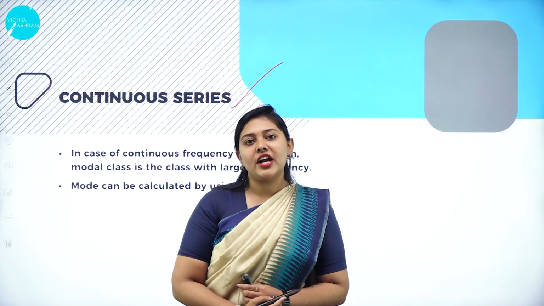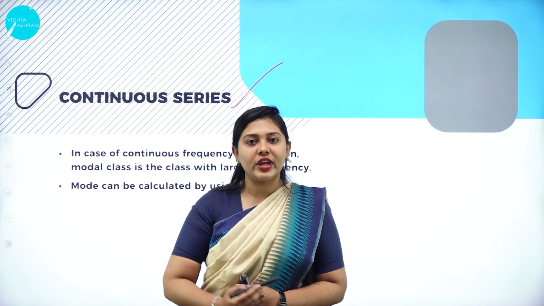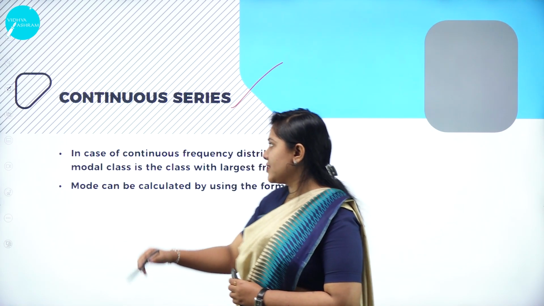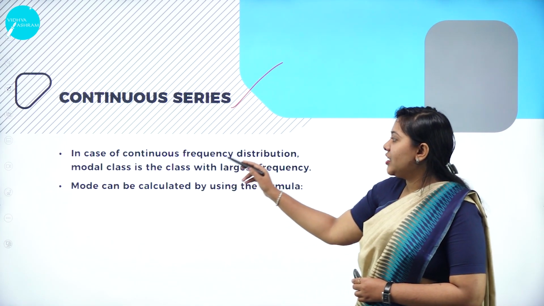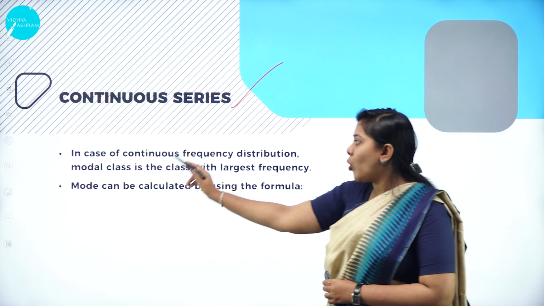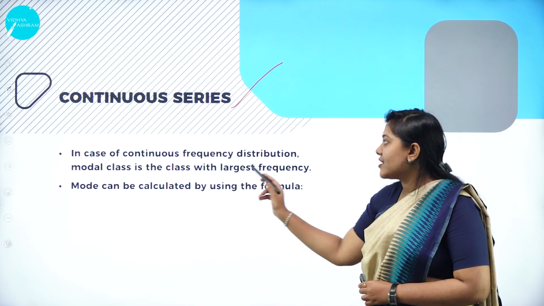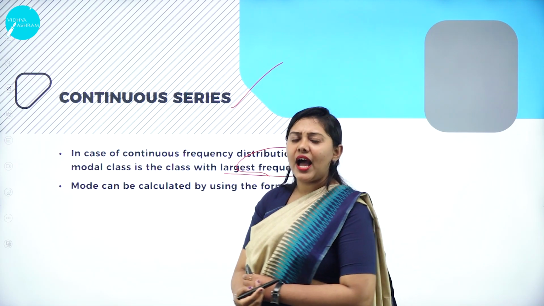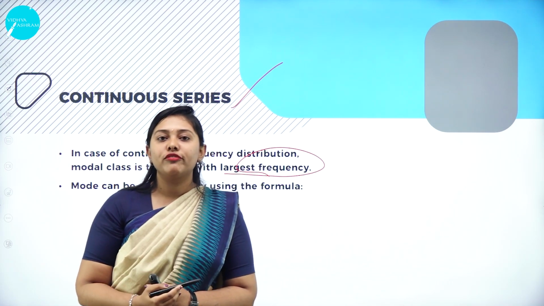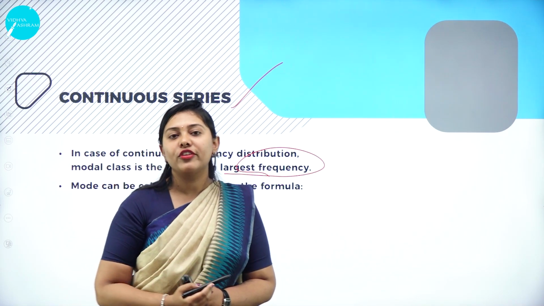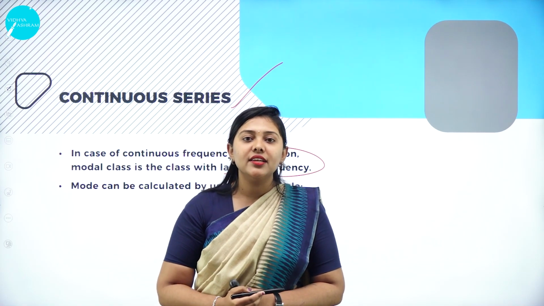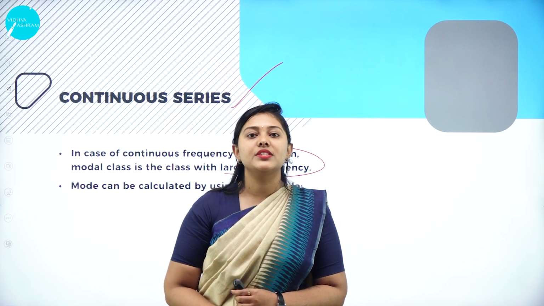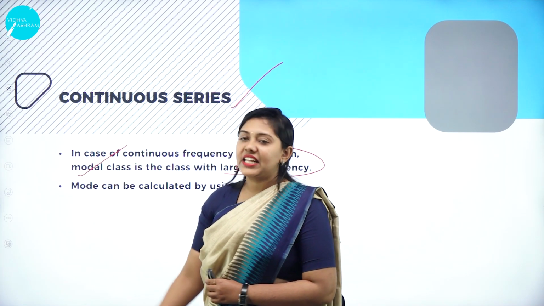But in the case of a continuous series, how do you locate the mode? Let us look at that. In a continuous frequency distribution, the modal class is the class which has the largest frequency. So what is this modal class? In a given set of frequencies, the highest frequency will act as the modal class.